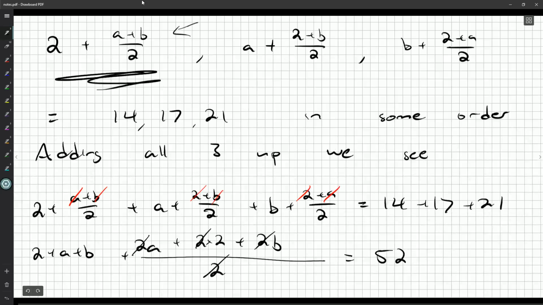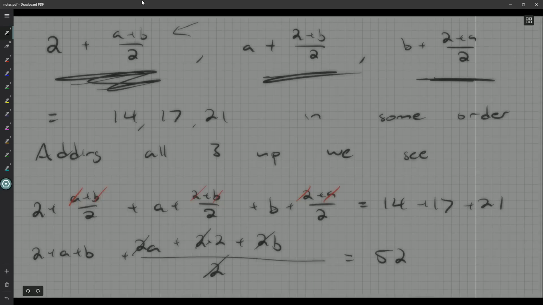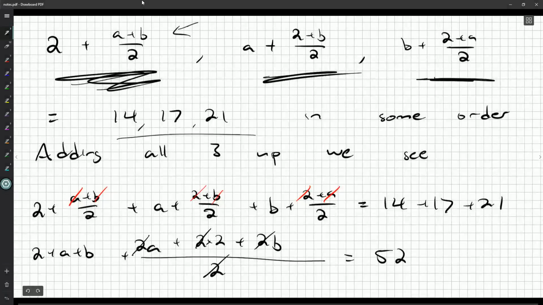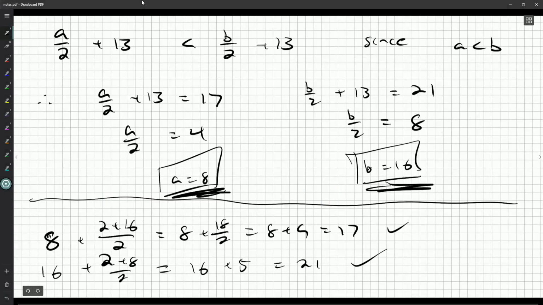So what did we do? Well, I think it's going to be kind of hard to work out which one's the smallest, which one's the largest. You probably could do it since they tell you in the question that 2 is less than A is less than B. I didn't want to worry about that. So I just added them all up. And I was able to work out A plus B, and from there, we showed that we could get the 14. That leaves the 17 and the 21 left to go, and then I used the fact that A is less than B to finish the whole thing off. Okay? So, very nice question, I think.